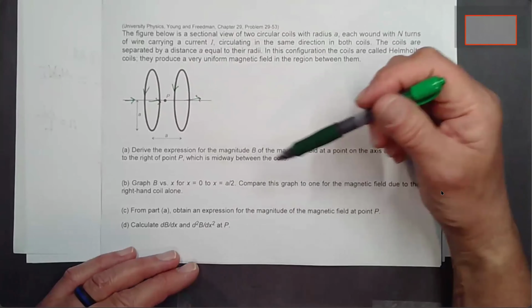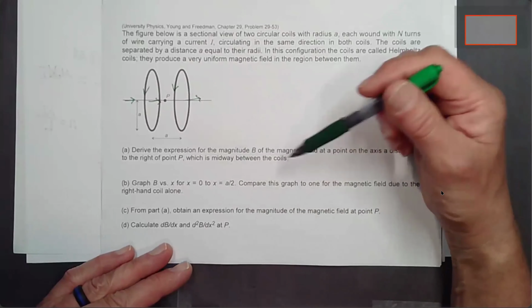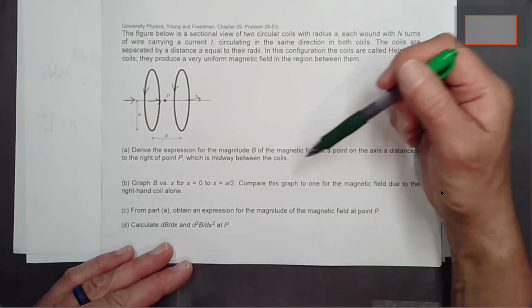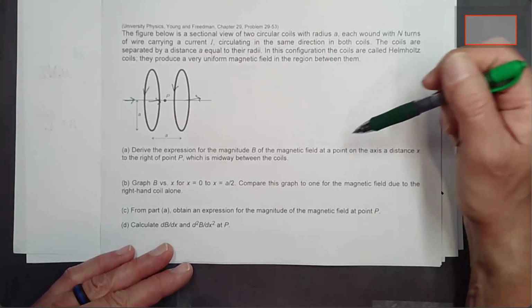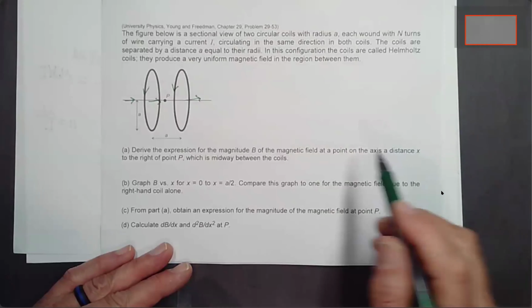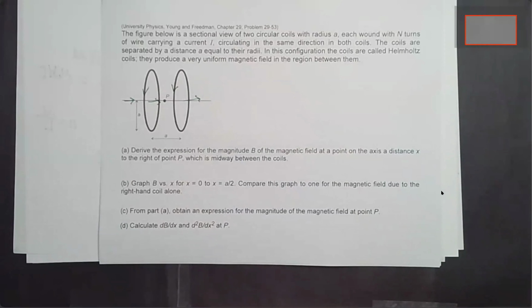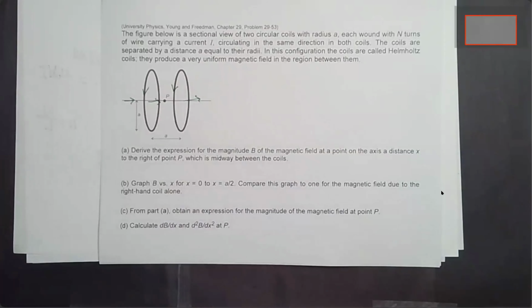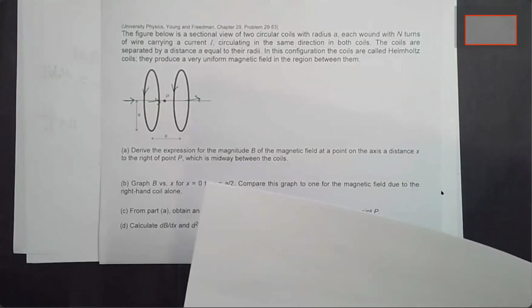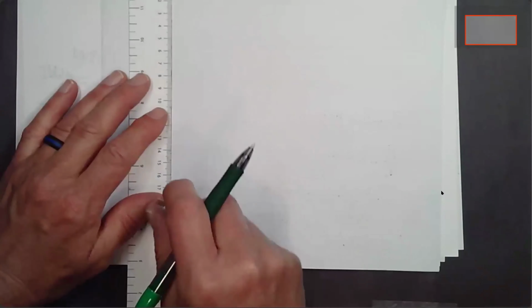And the first thing we'll do is derive an expression for the magnetic field B, the magnitude of the magnetic field, at a point on the axis, a distance x to the right of point P. Well, for this, I'm going to have to go to some other paper because I just can't do it well enough here, but I'll show you how we'll do it.